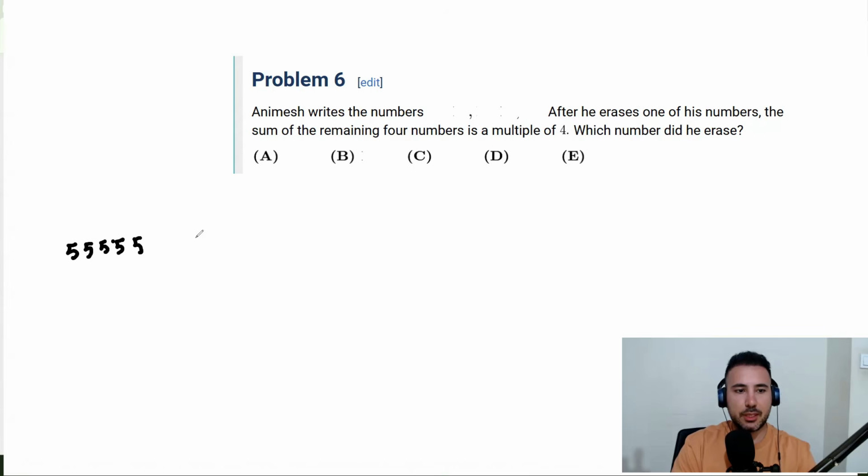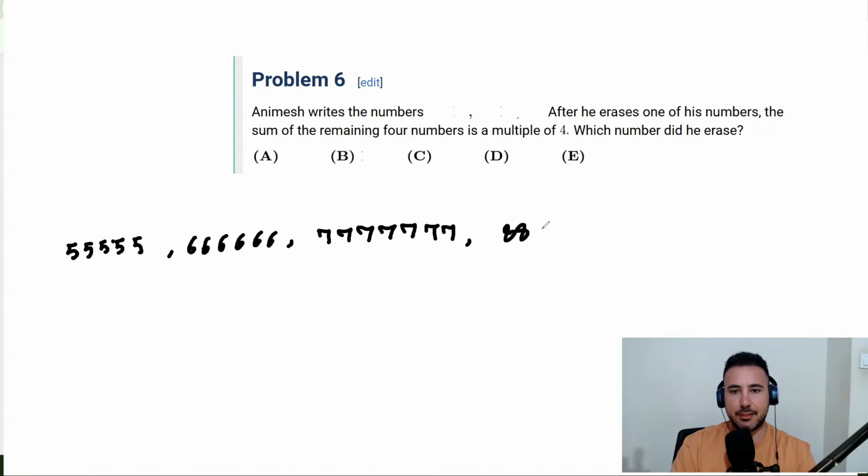Okay. The next number is 6, repeated six times. And then 7, repeated seven times. And then 8, eight eights, and then nine nines. 3, 4, 5, 6, 7, 8, 9.